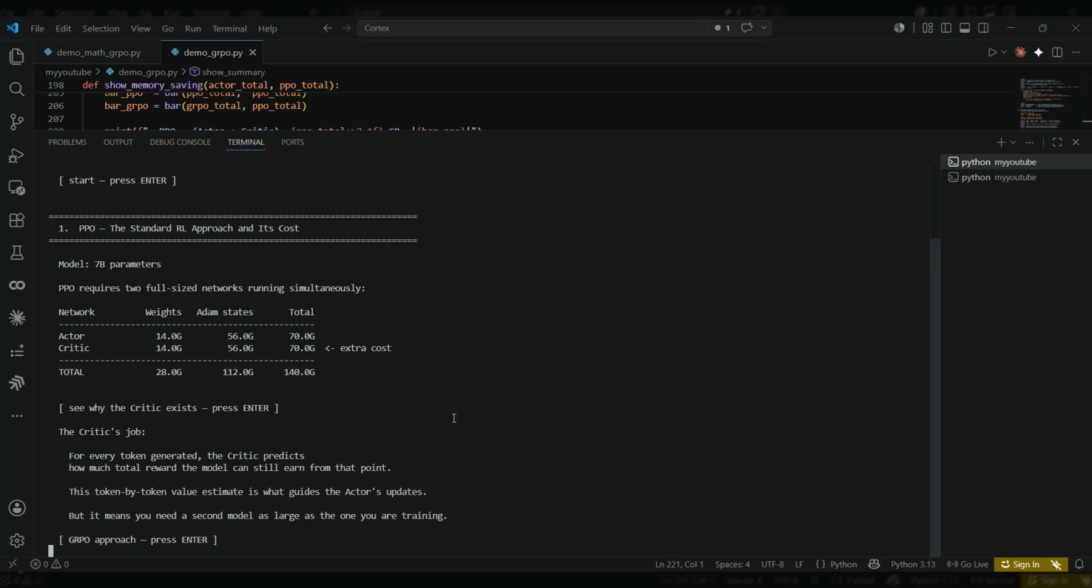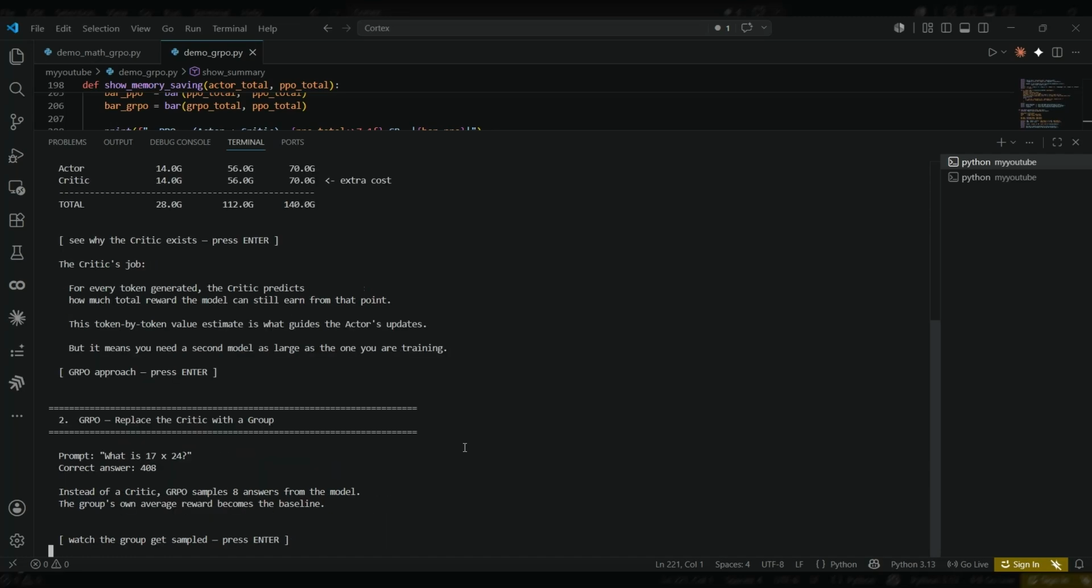So why does this critic exist? For every token generated, a critic predicts how much total reward it's going to be given. So its job is to steer the model in the correct direction. But it means you'll need a second model as large as the first one. So what's GRPO? It replaces the critic with a group.